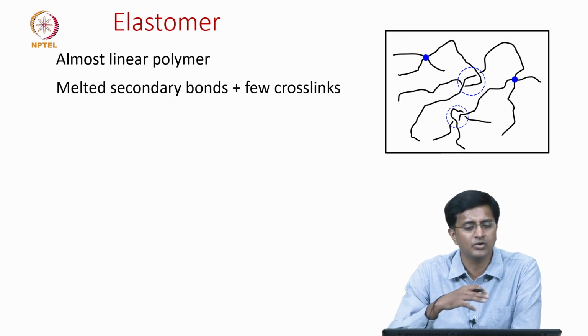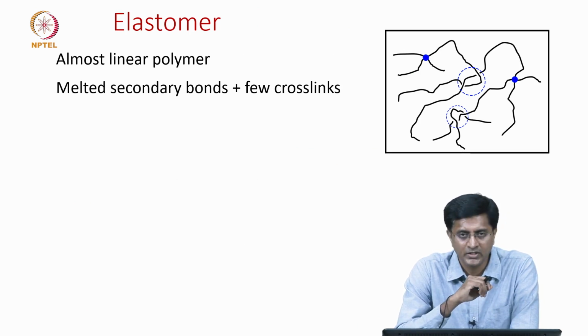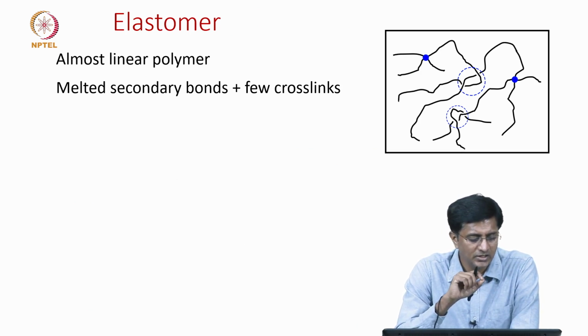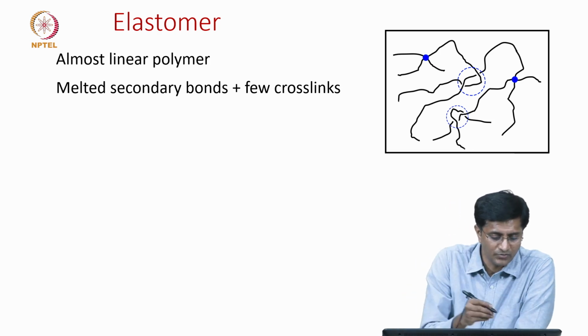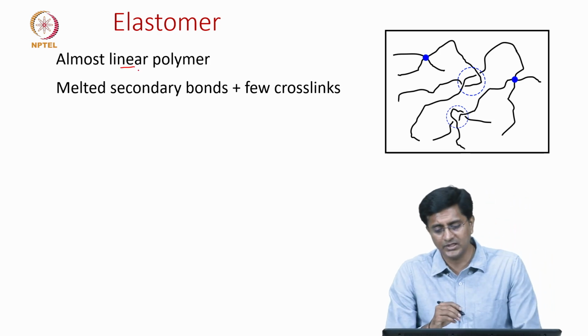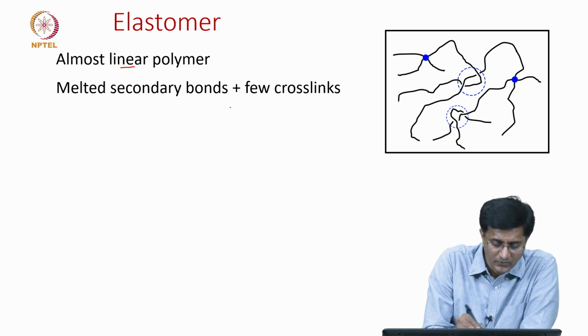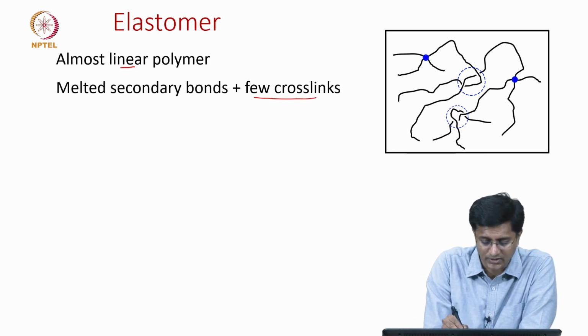So now let us move into the last category of these polymers called the elastomers. Now let us see how they are different from the other two. We start by saying that they are almost linear polymers. The reason why we say almost is because they have very few crosslinks.